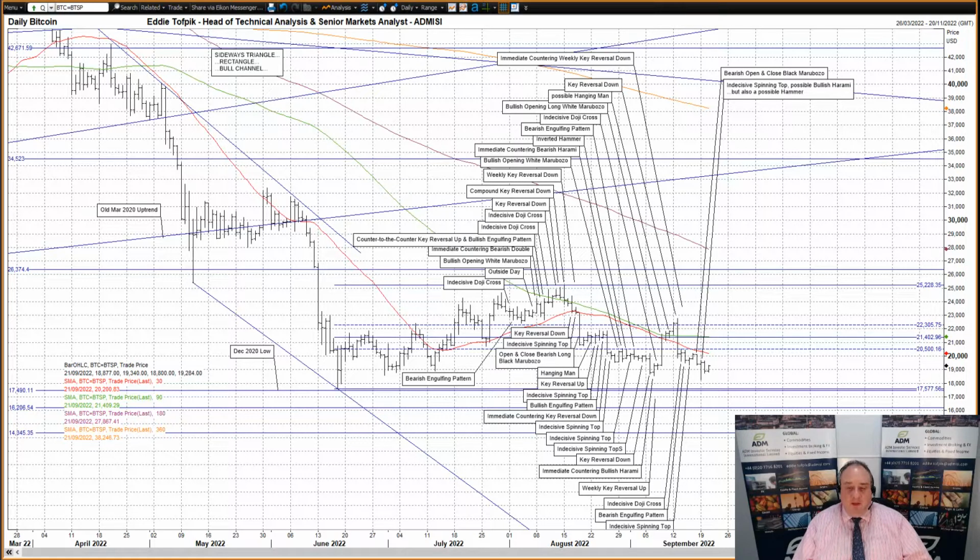Gold has not seen a follow-on lower, not yet at least, just a lot of hesitation around the lows of last week. However, the weekly key reversal down in Bitcoin last week was very interesting, as it offset a weekly key reversal up in the previous week, and thus was indeed an immediate countering weekly key reversal down. Now, since this happened last Sunday, we have had a sharp attempt lower on Monday, but it ended up as an indecisive spinning top, though with a long tail on it.